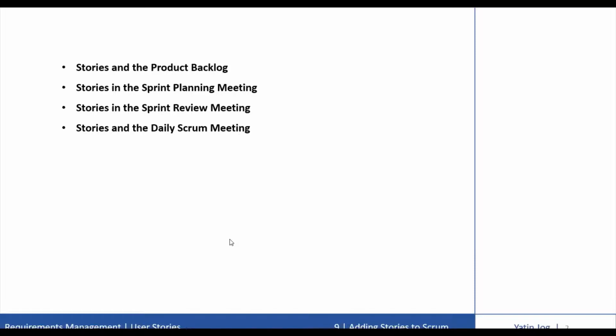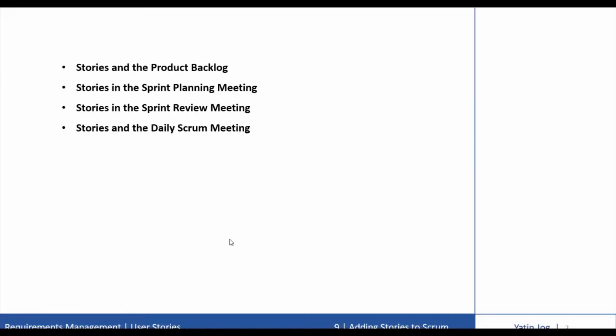The second important point is how to include stories in the sprint planning meeting. During the sprint planning meeting, the product owner and the team discuss the top priority items on the product backlog. The team then identifies the items they will commit to completing during the sprint. They then break those items into smaller tasks as necessary so that developers can sign up for tasks as the sprint progresses.